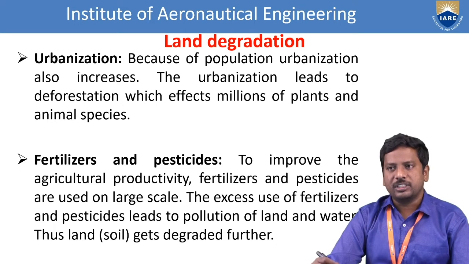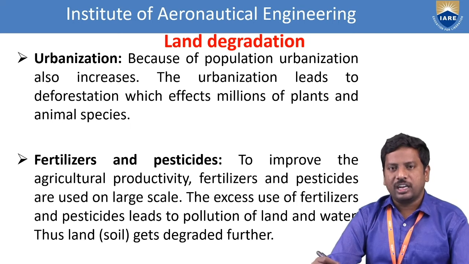Next, fertilizers and pesticides, used to improve agricultural productivity. They are used on a large scale. Whenever the population increases, they demand food resources. So in order to improve crop yield, we use many synthetic products: hybrid varieties, fertilizers and pesticides, to produce hybrid fruits, flowers, and food products. The excess use of fertilizers and pesticides leads to pollution of the land and water. So the land gets further degraded.